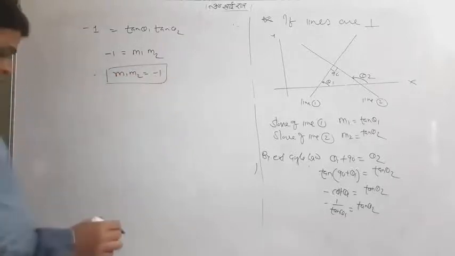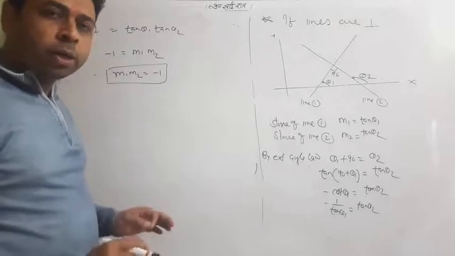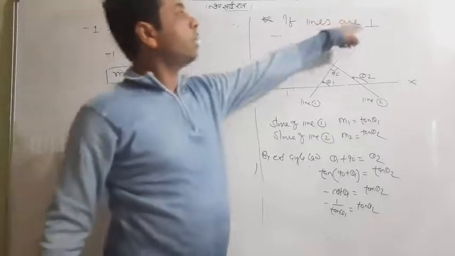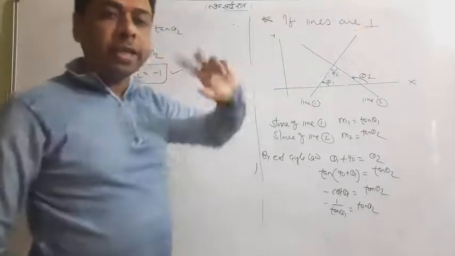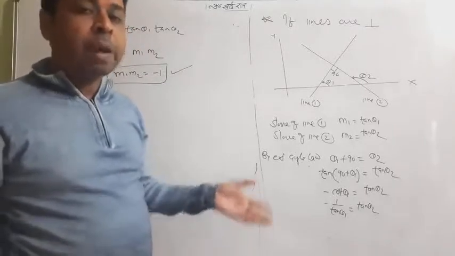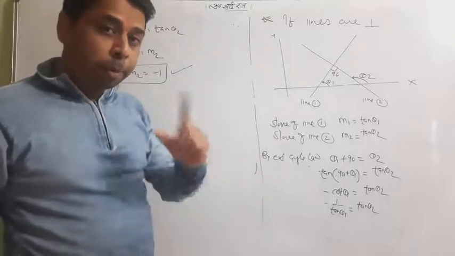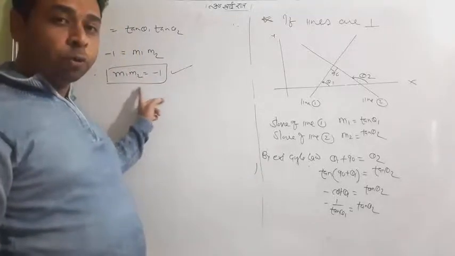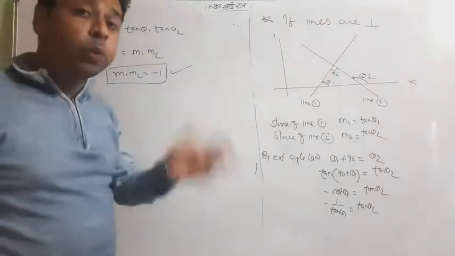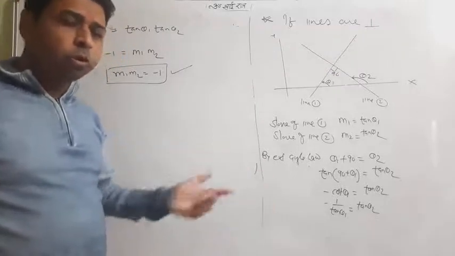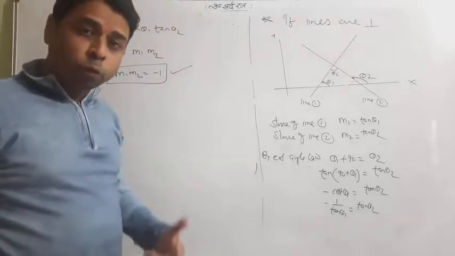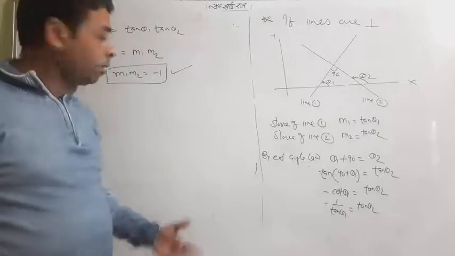It is one of the very important formulas you are seeing here: m1 into m2 equals minus 1 when lines are perpendicular. So what are m1 and m2? m1 and m2 are their slopes. m1 is the slope of the first line, m2 is the slope of the second line, and when lines are perpendicular, m1 into m2 equals minus 1. And right now I taught you that when lines are parallel, m1 equals m2 because slopes are the same. So you must remember these two things.